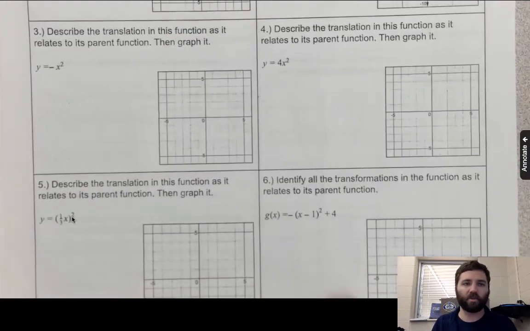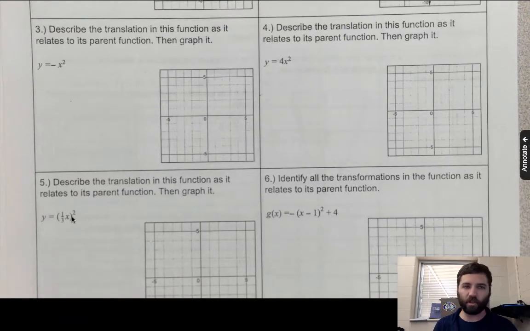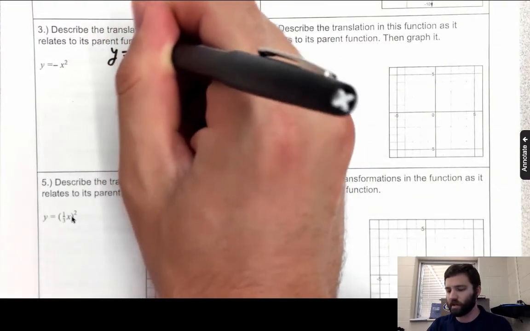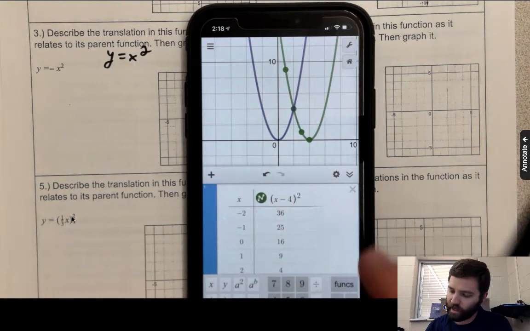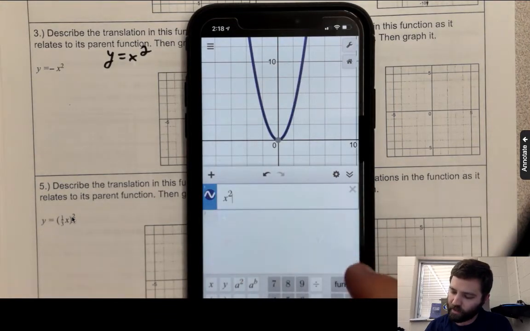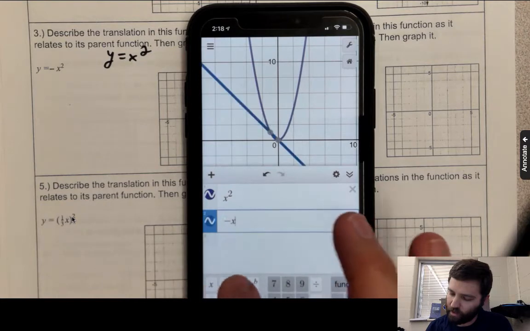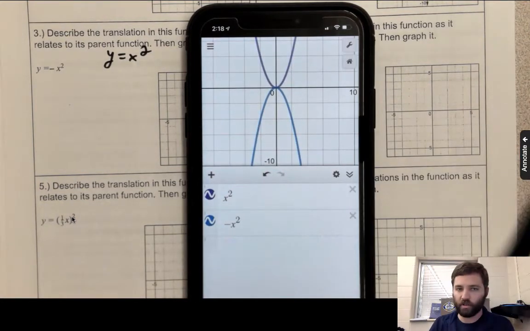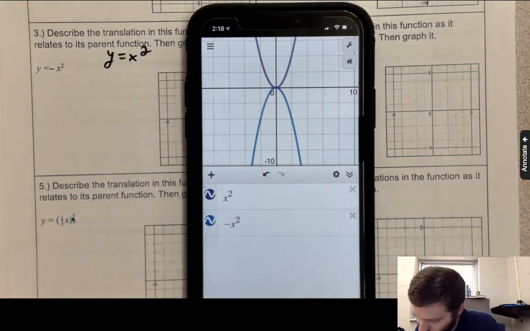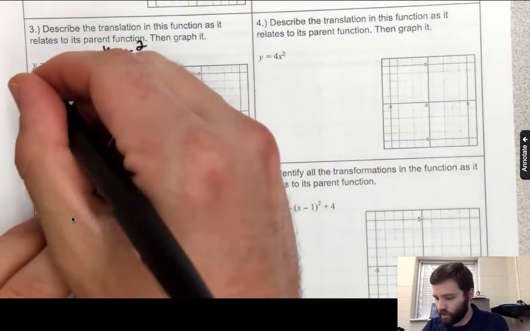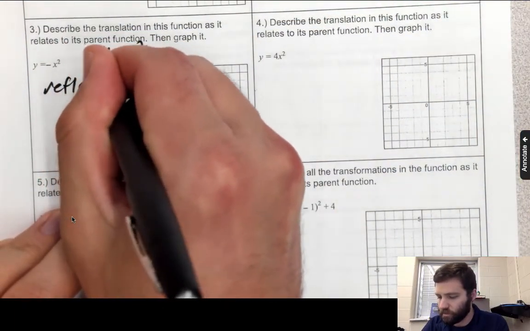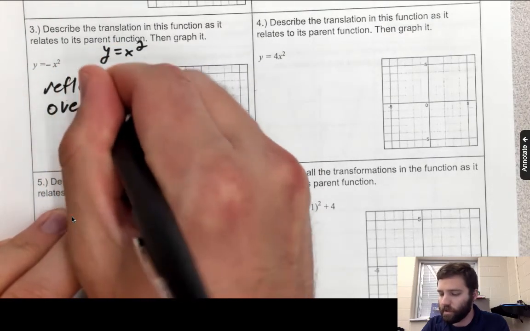Let's go on to the next one. Describe the translation in the graph as it relates to the parent function. So again, the parent function here is y equals x squared. We're going to see what happens when we stick a negative in front of the graph of x squared. So let's clear that out. There's x squared. Here is negative x squared. And so what we have there is a reflection over the x-axis, okay? And if you look at the little box at the bottom, there's 2 types of reflections, about the x-axis and about the y-axis. So this one is a reflection over the x-axis.